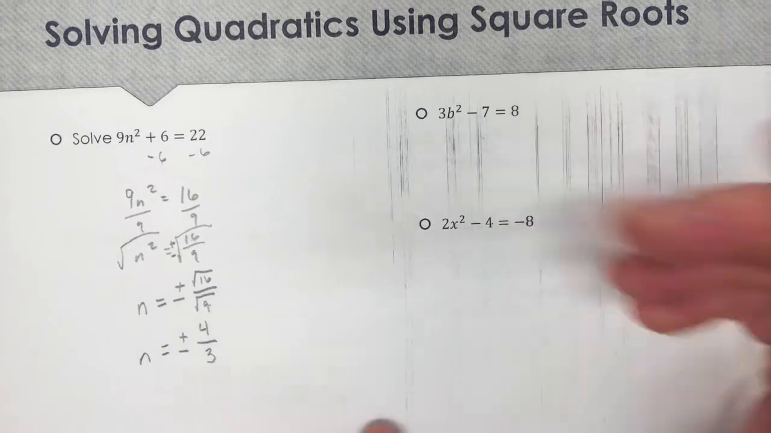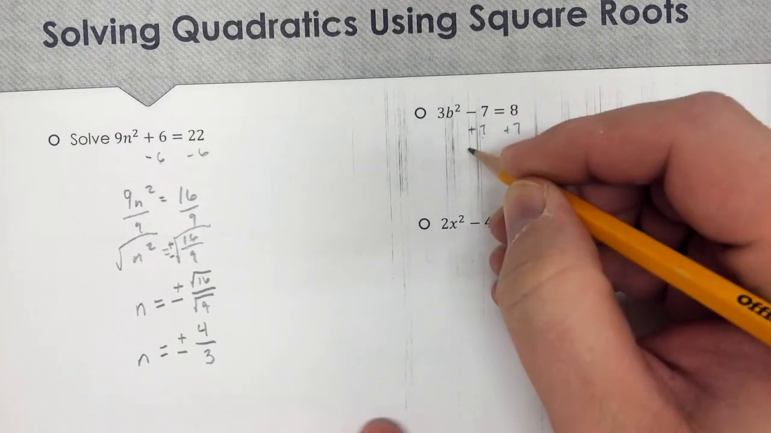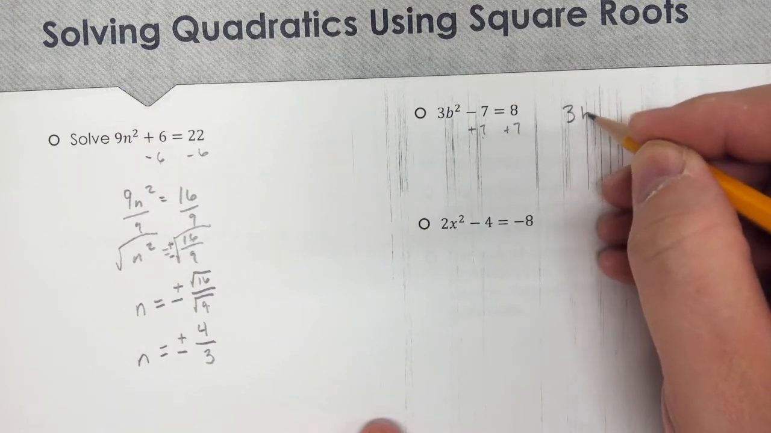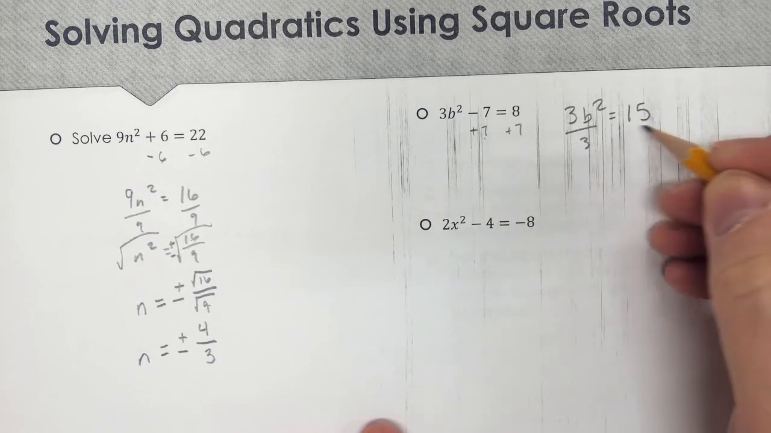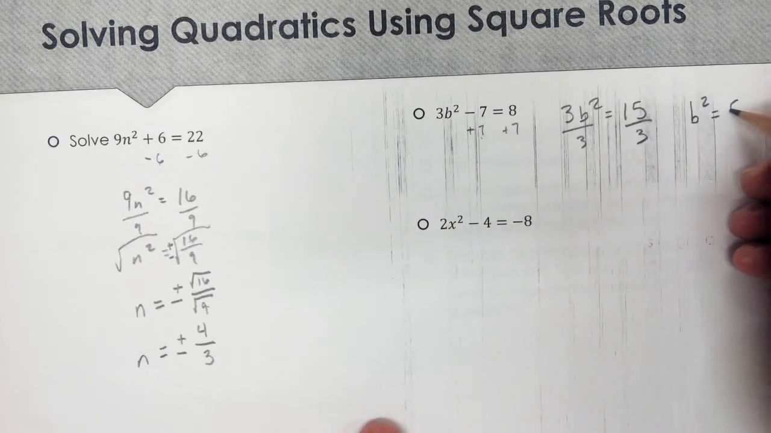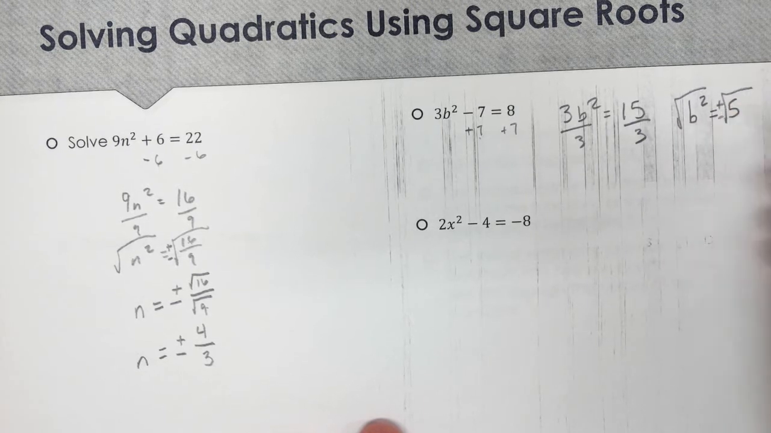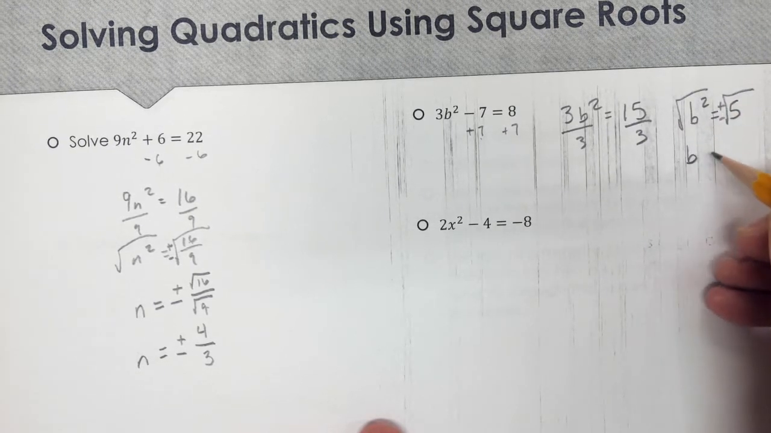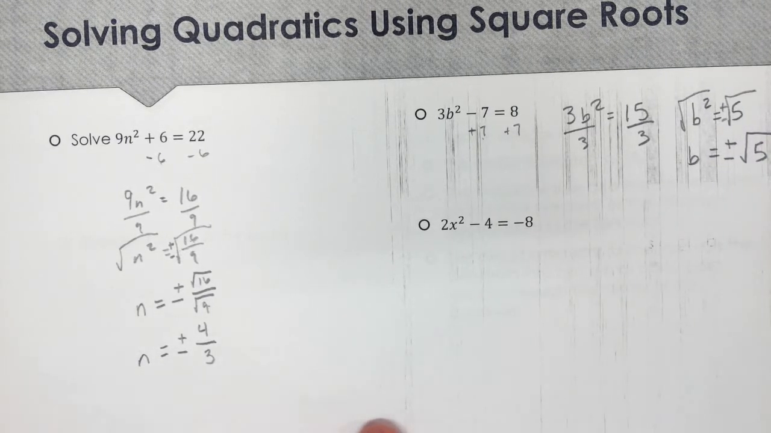Here's another one. Add 7, 3b squared equals 15. Divide by 3, divide by 3. I get b squared equals 5. Square root both sides, plus or minus. I get b equals plus or minus square root of 5. That one's done.